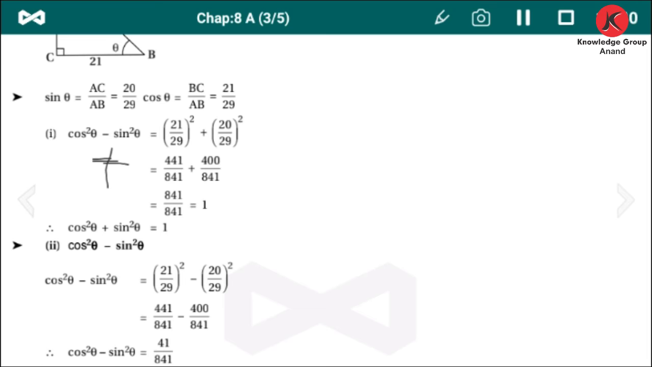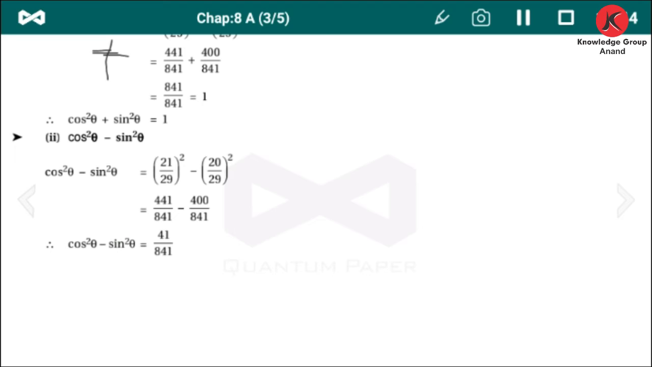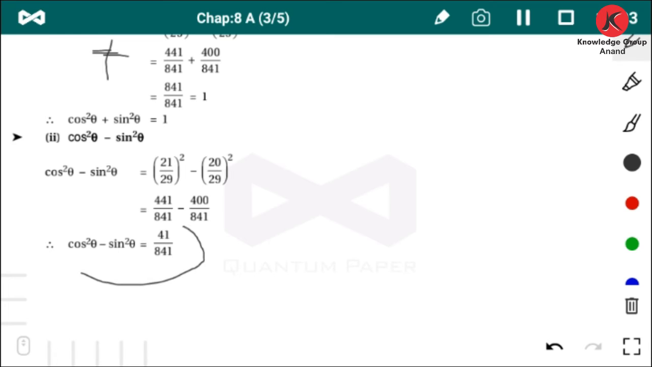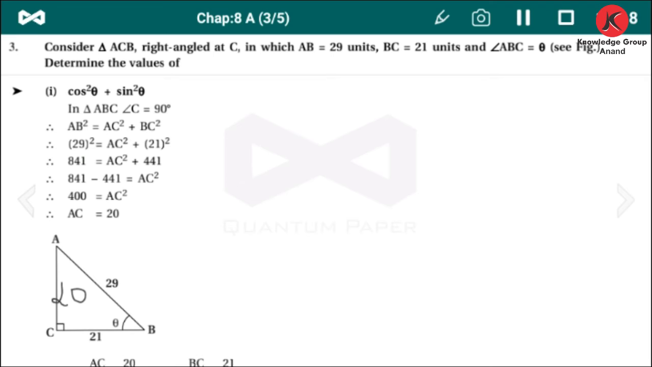Now second part, cos square theta minus sin square theta. 21 upon 29 whole square minus 20 upon 29 whole square. Then we get cos square theta minus sin square theta is equal to 41 upon 841. Find the values: cos square minus sin square is equal to 41 upon 841 and cos square plus sin square is equal to 1. We prove here. We get the value.